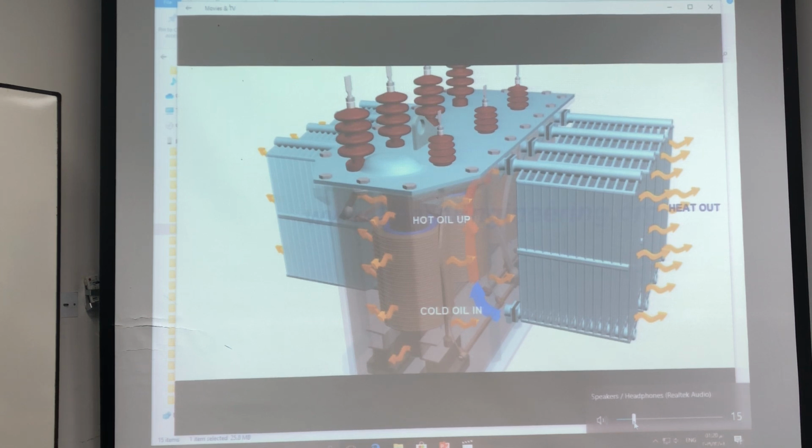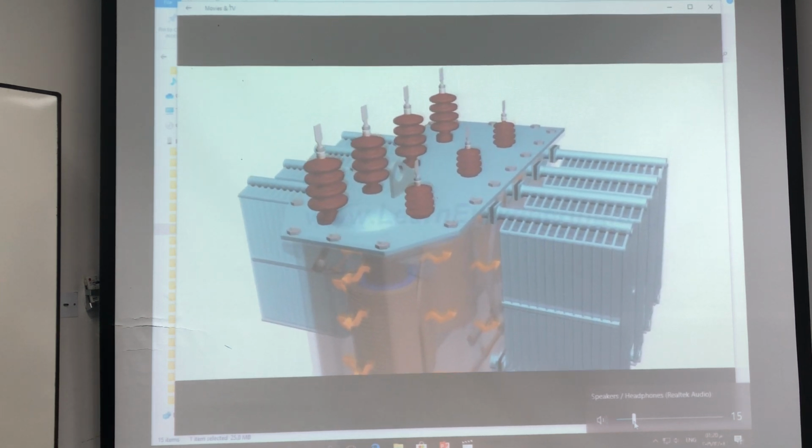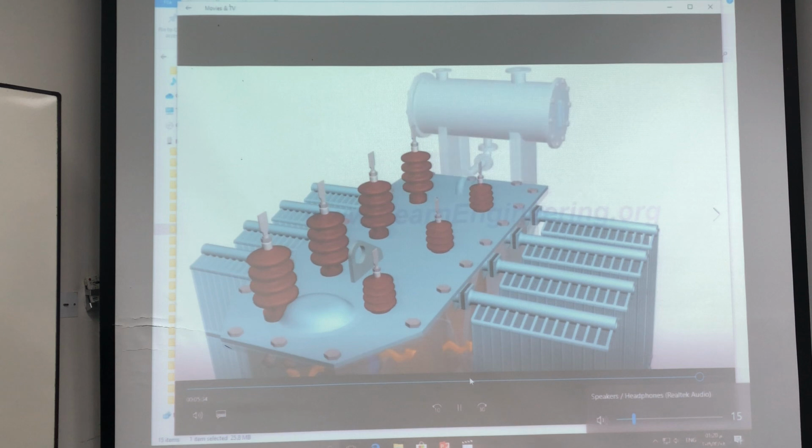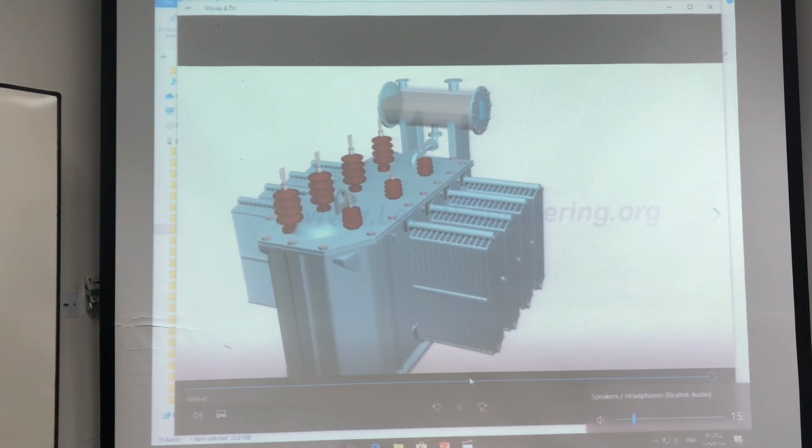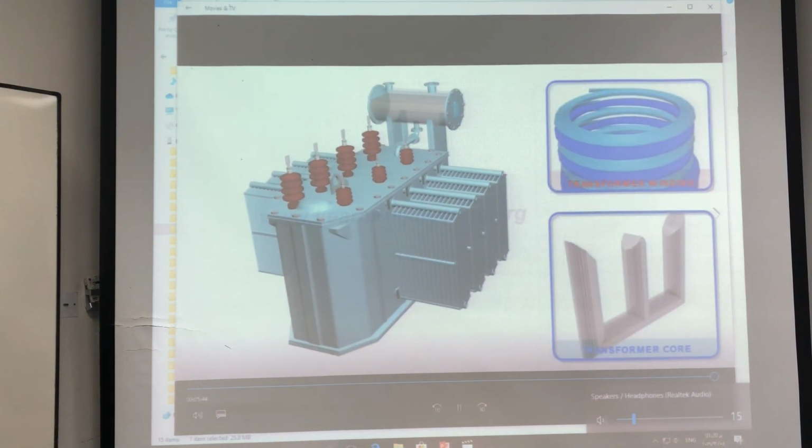Oil in the tank will expand as it absorbs the heat. A conservator tank helps to accommodate for this volume change. To know more on different types of transformer cores and windings, please check out our other videos.